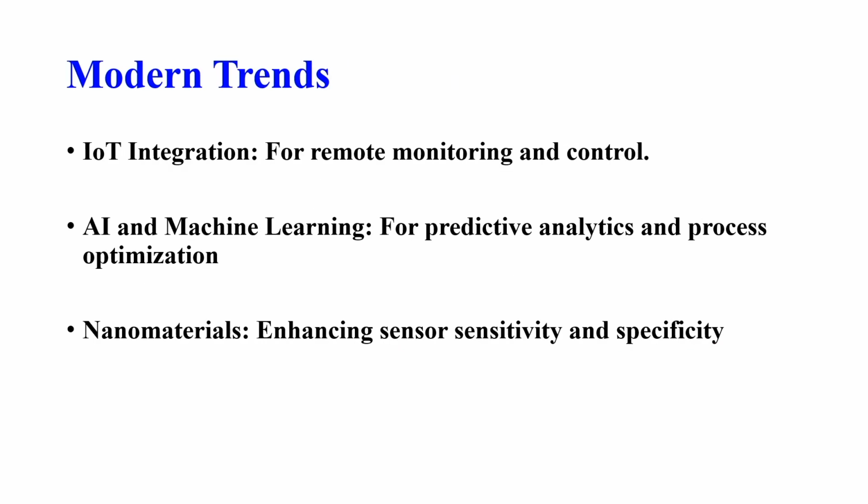So, what are the recent developments? For remote monitoring and control, IoT integration, the Internet of Things, is being explored. In addition, for predictive analytics and process optimization, artificial intelligence and machine learning are being exploited. And when we are discussing biosensors, nanomaterials are being tested for enhancing the sensor sensitivity and specificity.